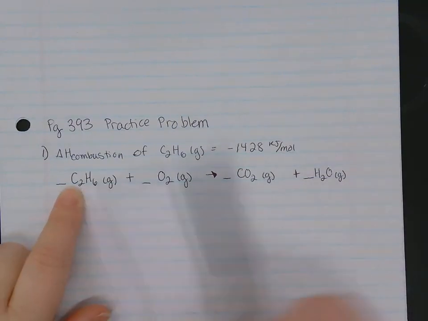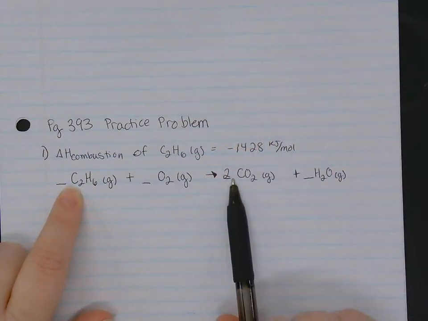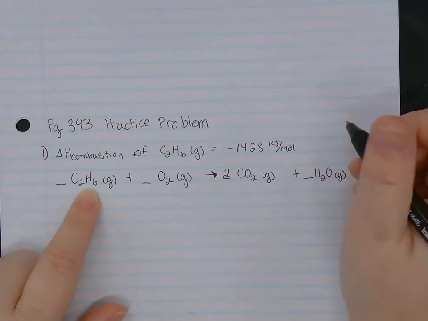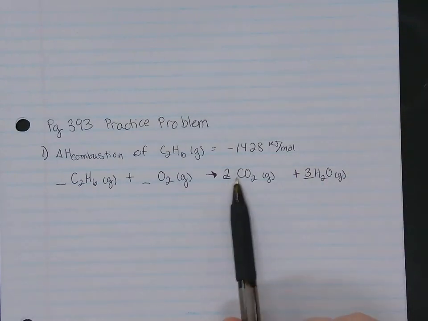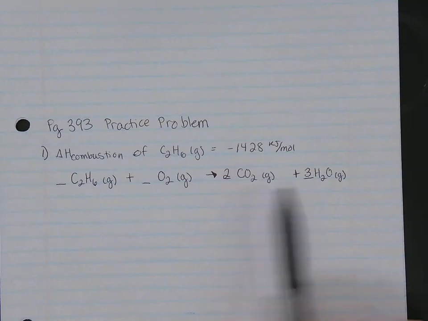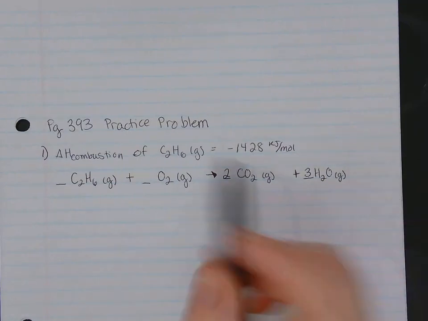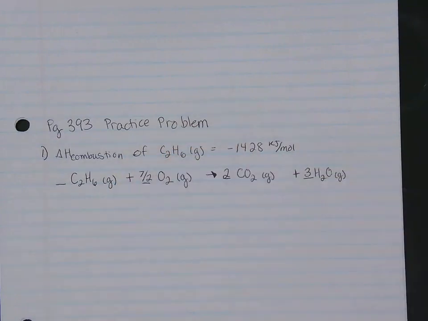We've got 2 carbon on the left, so we need 2 carbon on the right. So I'm going to put a 2 there. I have 6 hydrogen on the left, so I'm going to need 6 hydrogen on the right. So I'm going to put my 3 there. And then we need to balance our oxygen. So we have 4 total here, plus 3 here, that gives us 7 oxygen. Now, we've got 2 over here, so technically we would write 7 halves. That is 7 halves of the oxygen molecule would give us 7 oxygen atoms.